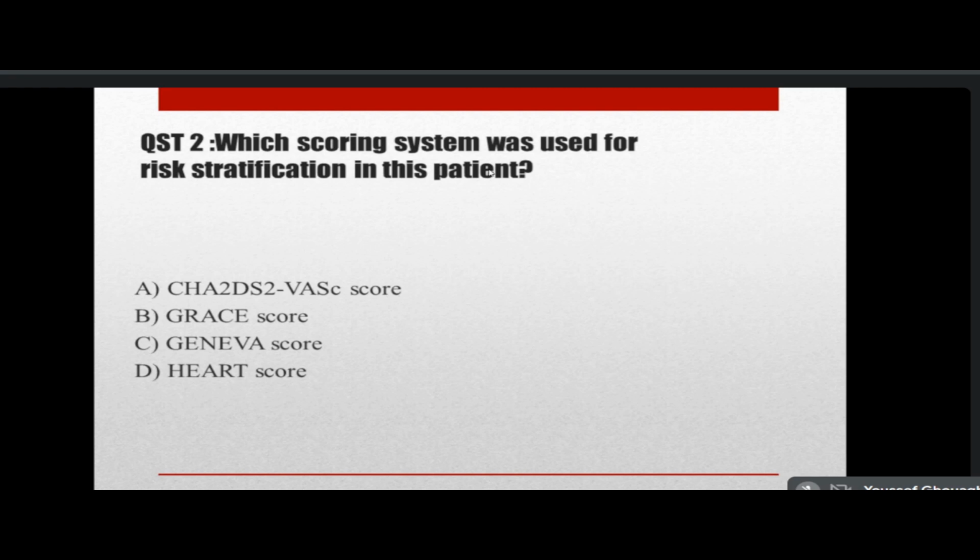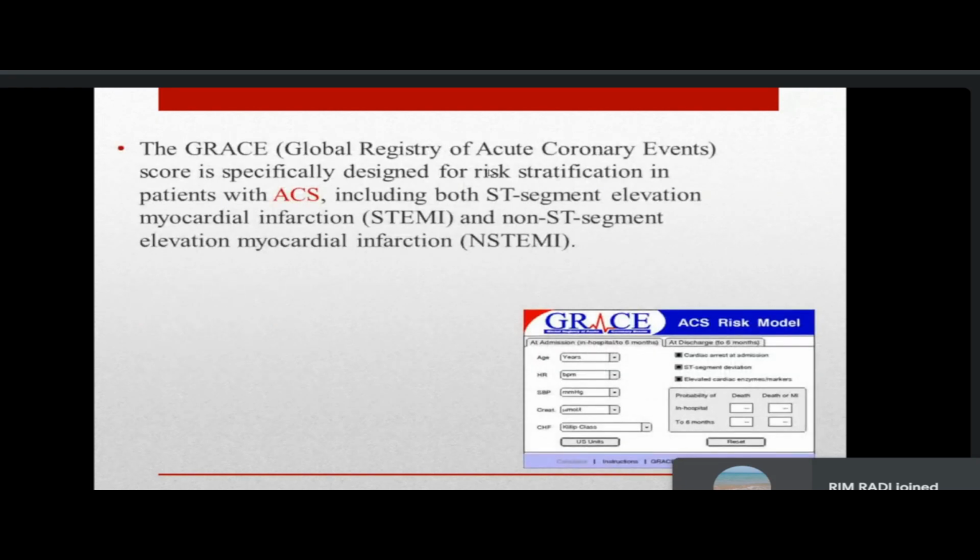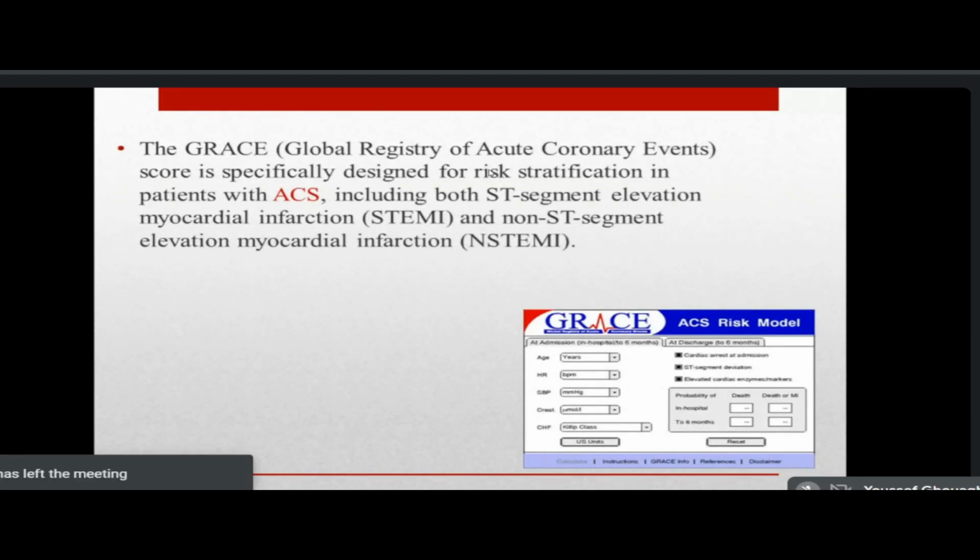So the correct answer is B. It's the GRACE score. Why? The GRACE score, which means Global Registry of Acute Coronary Events, is specifically designed for risk stratification in patients with acute coronary syndrome. If you remember, our patient had a non-STEMI, and acute coronary syndrome includes both ST segment elevation myocardial infarction and non-ST segment elevation myocardial infarction.